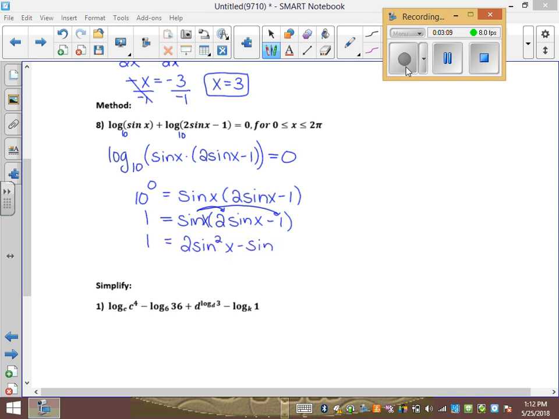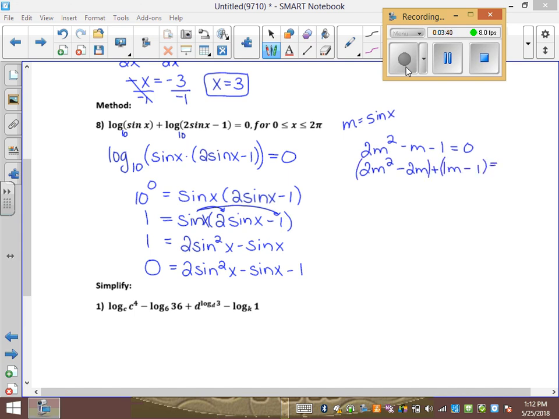And the moment we have a squared, we have a quadratic. So we move it all to one side. We get 2 sine squared x minus sine x minus 1. If we want, we can replace our sine x with m in order to do decomp. So I get 2m squared minus m minus 1 equals 0. What multiplies to give me negative 2 and adds to give me negative 1? Negative 2m plus 1m.